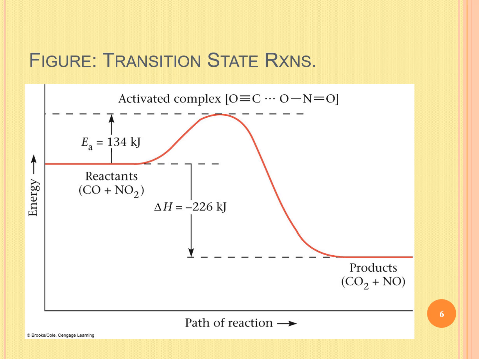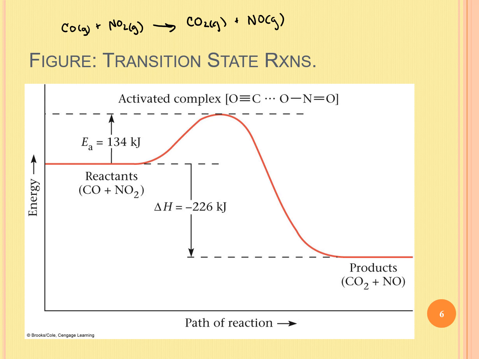So here's our figure showing the transition state of our reactions. Again, our example here is where our carbon monoxide plus nitrogen dioxide react together to produce carbon dioxide, and then we're left over with our nitrogen monoxide. Remember that first off, we had to have the right sterics in order for this to happen. They have to collide at the right angles with each other, but they also need to have enough energy.